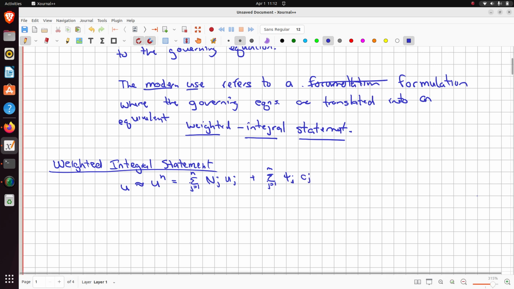Okay, so remember I said that the U_j are nodes, remember? I said these are nodes. But right now, I haven't talked about any kind of discretization technique. So we have no nodes.